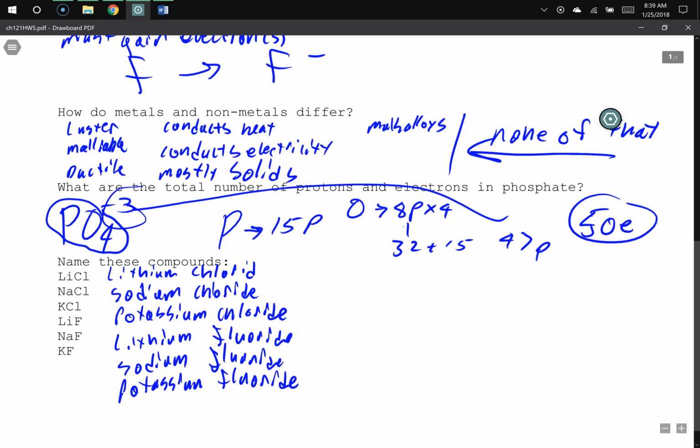Two things. Every single one of these names ends in an "ide." That's going to be important to us. And then why is the ratio 1-to-1 for each of these compounds?